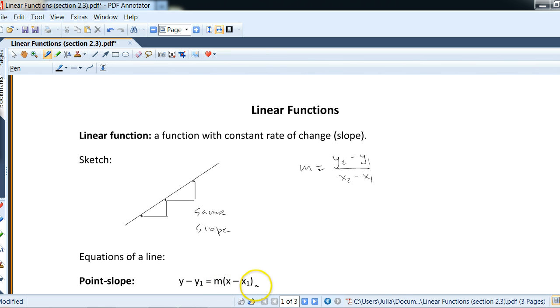But we don't want to stop here because, as you may well know, how many points are on the line? There are actually infinitely many points, so you don't want to have infinitely many equations for the same line. That would be too confusing, right? Don't want to stop here. You want to go to the next equation.